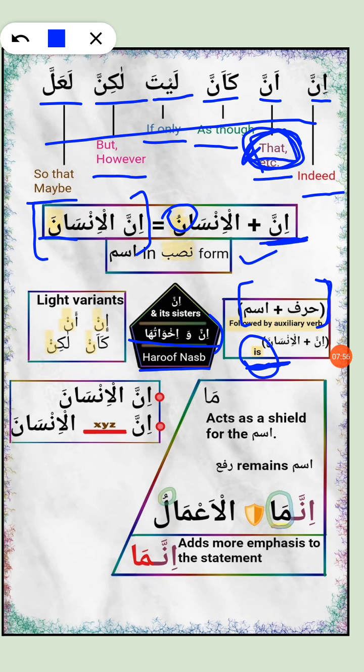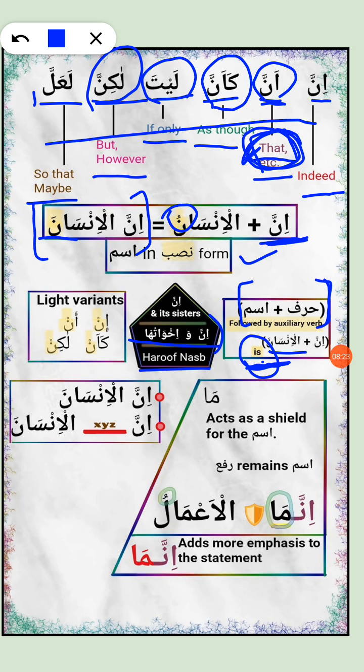So you're always going to translate this as: indeed the mankind is; as though the mankind is; if only the mankind were. Now this is actually the difference in English grammar, that's why I used were. Then however the mankind is or was, whatever. You get the idea.